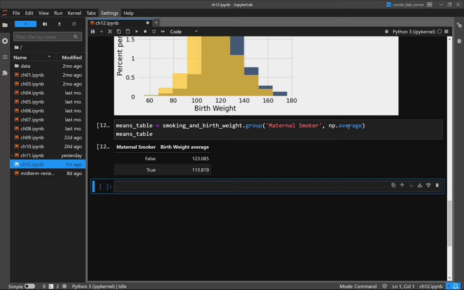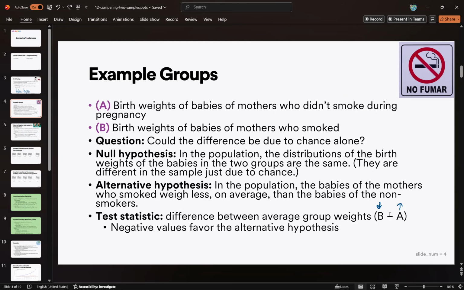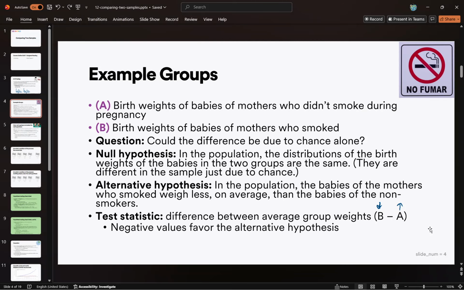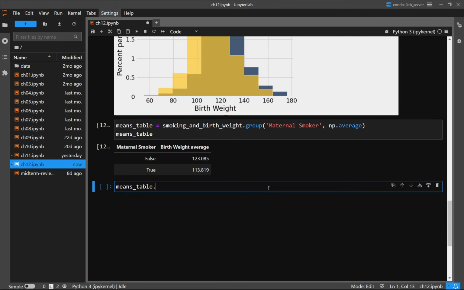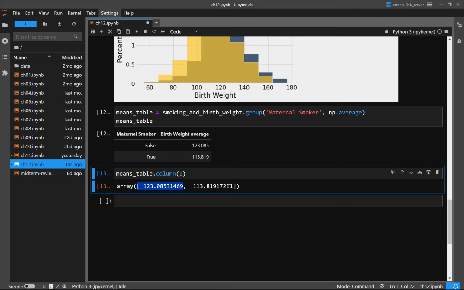And yeah, so this is the real life data. Again, the statistic that we're calculating is going to be: we're going to subtract the weights of mothers who didn't smoke from the average weights of the mothers who did smoke. And so that's going to be the means themselves, right? Is means table column 1. That's the birth weight average. So I kind of want to subtract this from this.